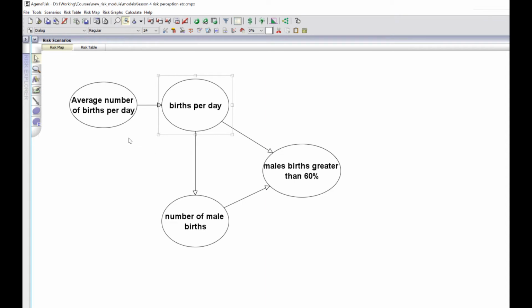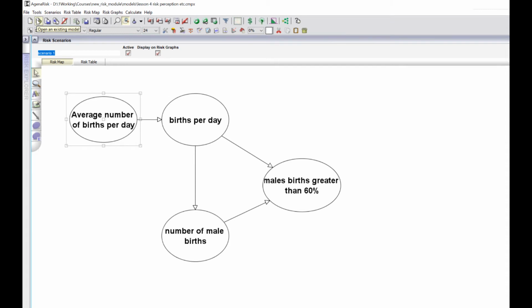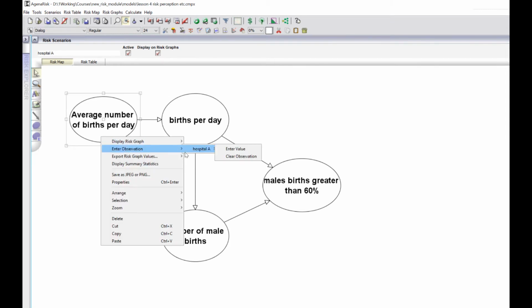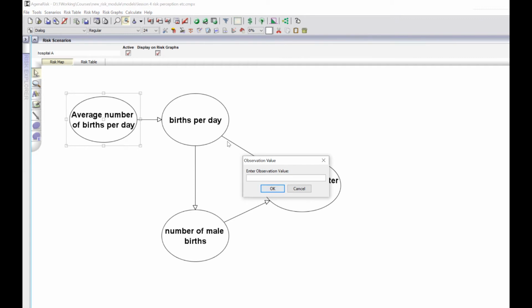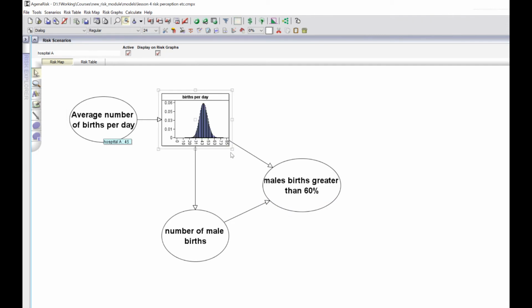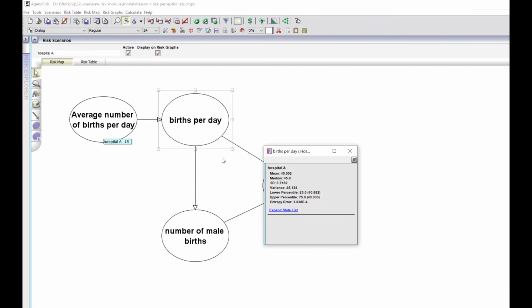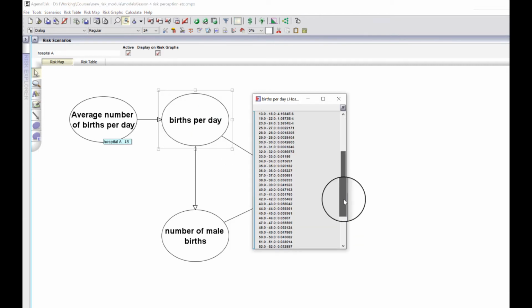Before showing you that, I'm going to name scenario 1 as Hospital A. So let's enter the observation here for Hospital A of 45. Now run the model. And there we can see the distribution of births per day. So for example, the probability of getting exactly 45 births per day is of course quite unlikely.